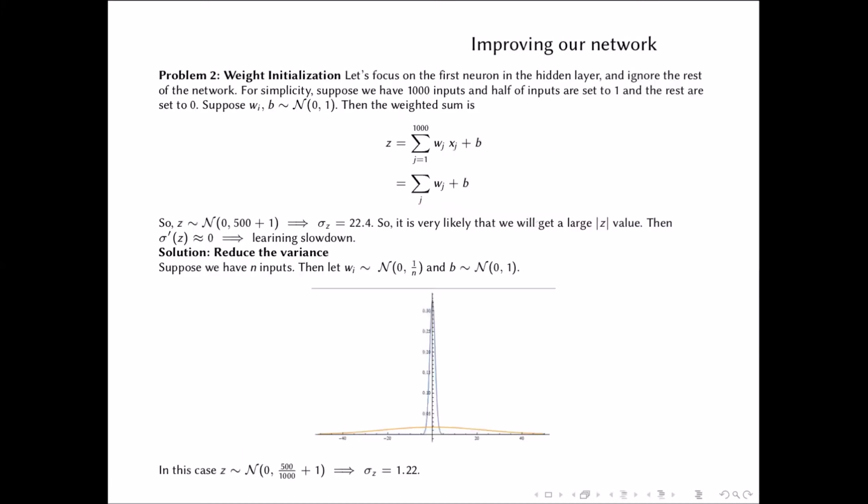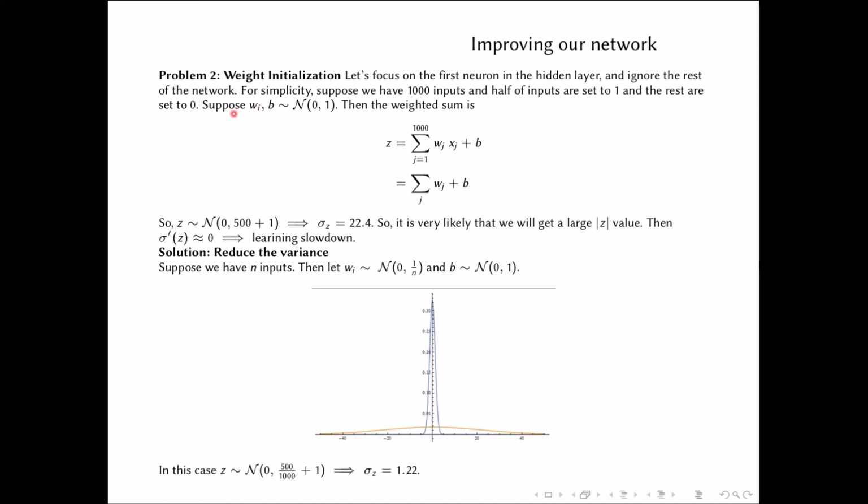The second problem is the weight initialization. Remember in our first code, our weights and biases come from a standard normal distribution. Let's focus on the first neuron in the hidden layer and ignore the rest of the network. So we just look at one neuron. For simplicity, suppose we have 1,000 inputs, and half of them are set to 1, and the rest of them are set to 0.